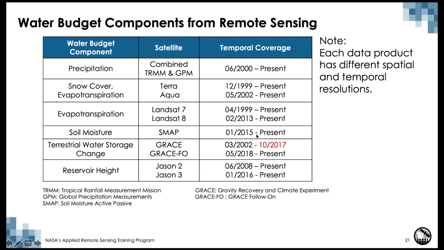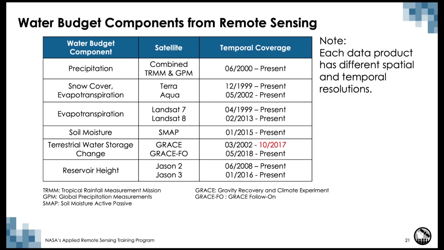Some of them are at least 5 years old, such as SMAP. So soil moisture, active, passive, is provided by SMAP. Terrestrial water storage change comes from GRACE and GRACE Follow-On missions. And reservoir height can be available from altimeters based on Jason 2 and 3 satellites. They are also available from about 2008 onwards. There's also past data available from Jason 1.